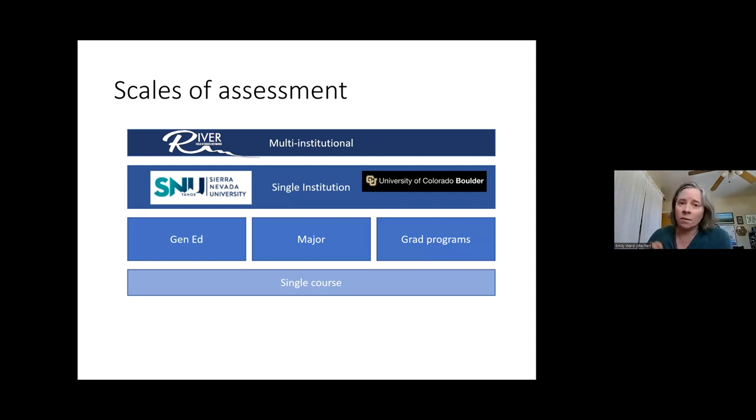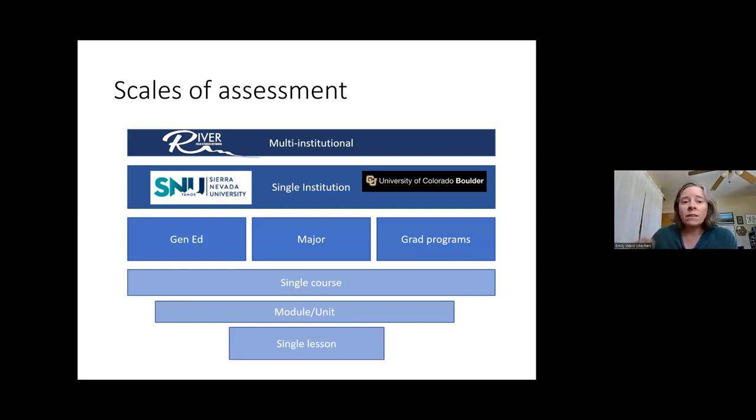But the scale of assessment that we're going to be working with in this webinar, and how I want you to be thinking about assessment, is really going to be focused on either a single course that you teach, perhaps a suite of lessons that could be packaged as a module or a unit that happens over a couple of weeks, or even so specific to a single lesson. Okay, so that is the scale that I'm going to be framing this discussion around. And we're going to be thinking about assessment strategies that work for that scale of assessment.